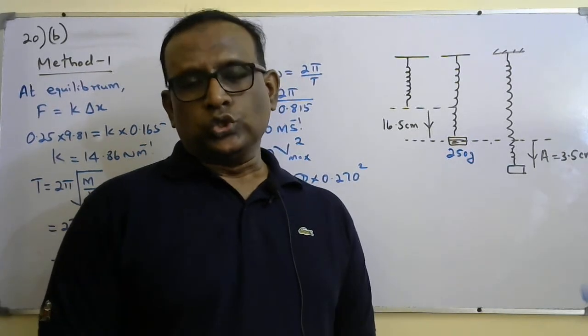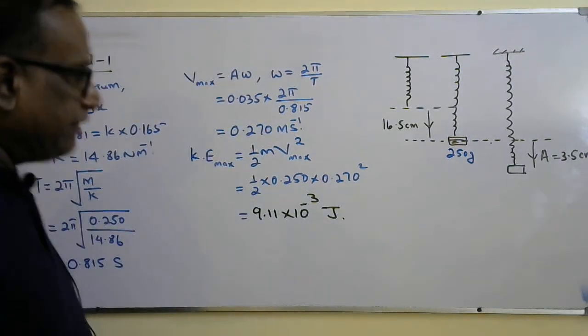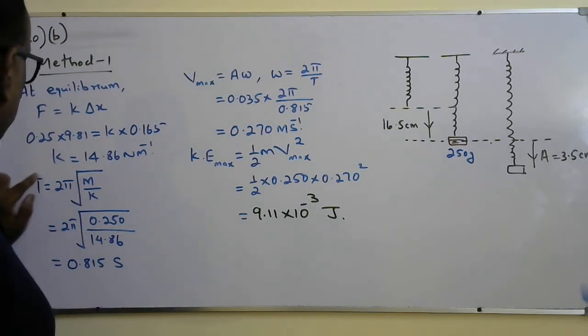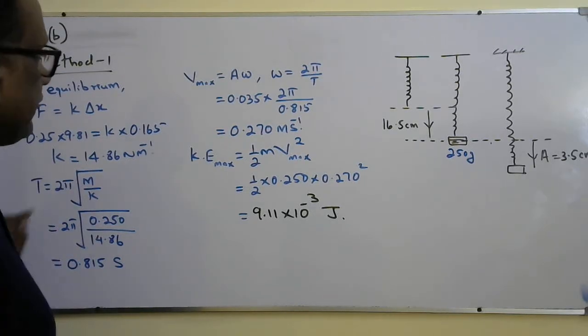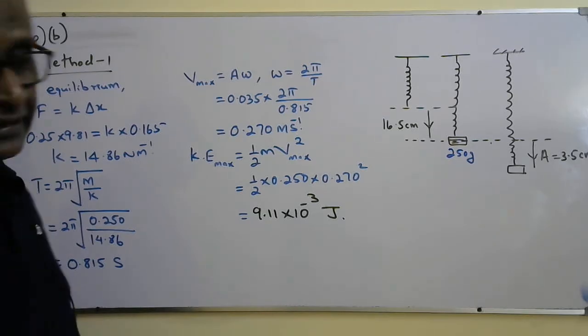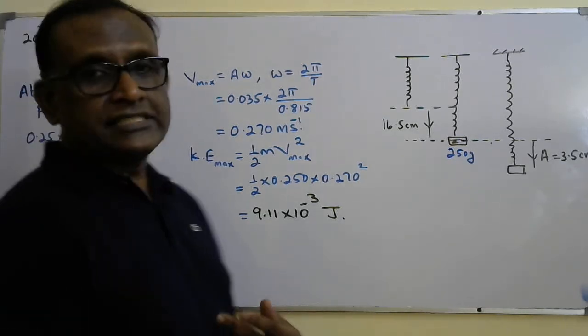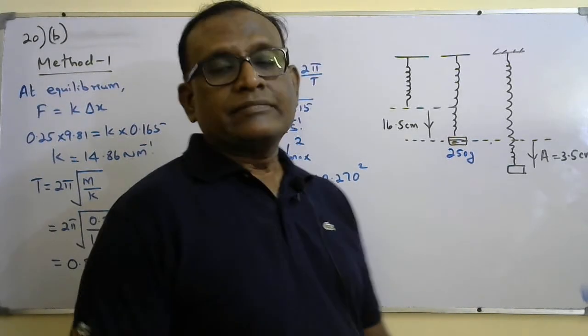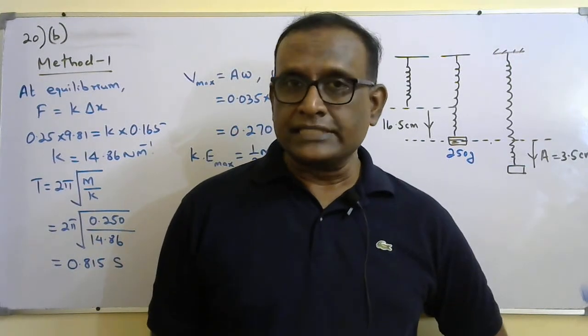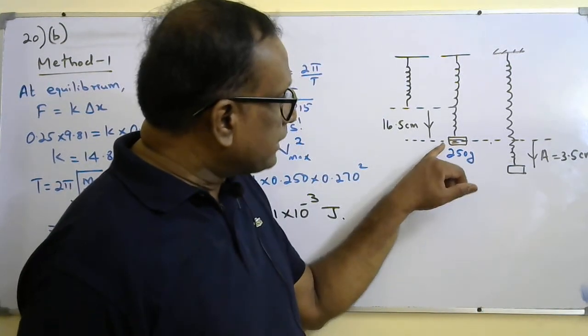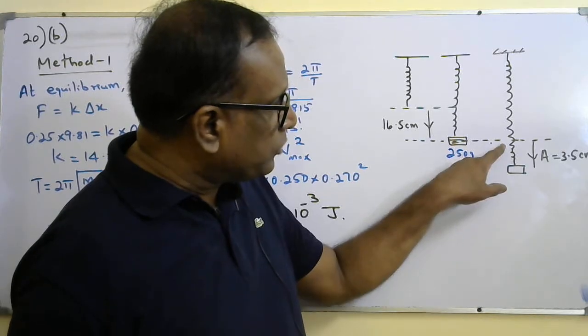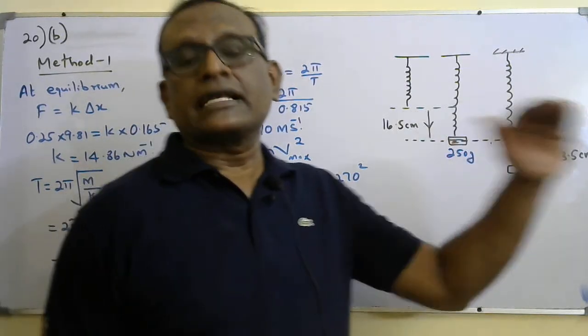Okay, method 2. Anyway I need to find the spring constant, but I'm not going to use the period or even V max squared, anything like that. I'm going to use the law of conservation of energy. I know the maximum kinetic energy occurs at the equilibrium position. So it moves from the lowest position to the equilibrium position. It will have the maximum kinetic energy.